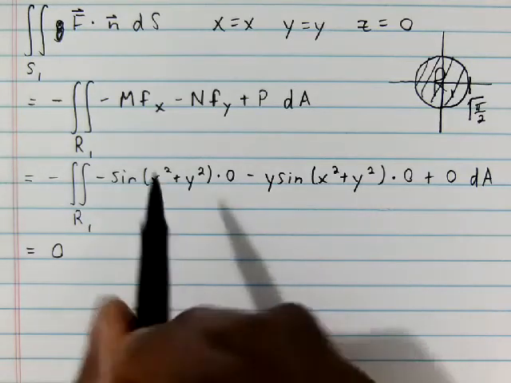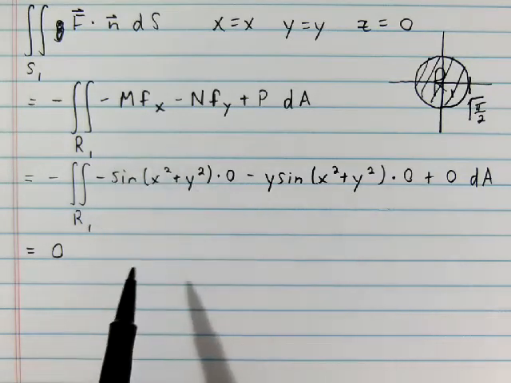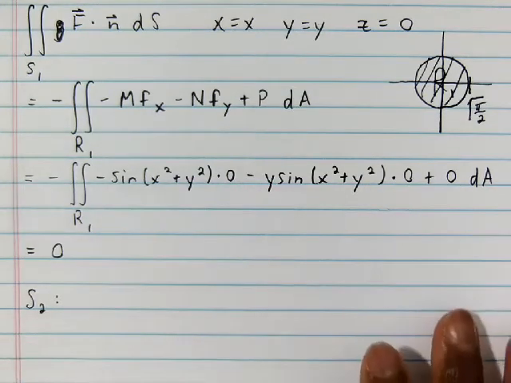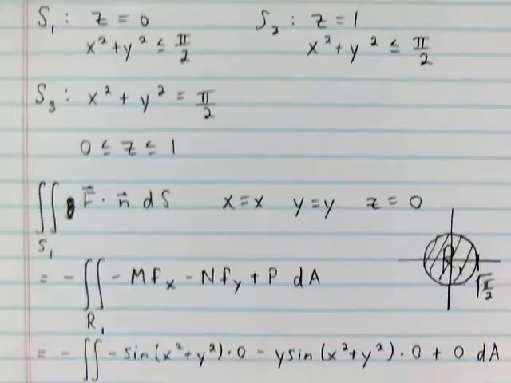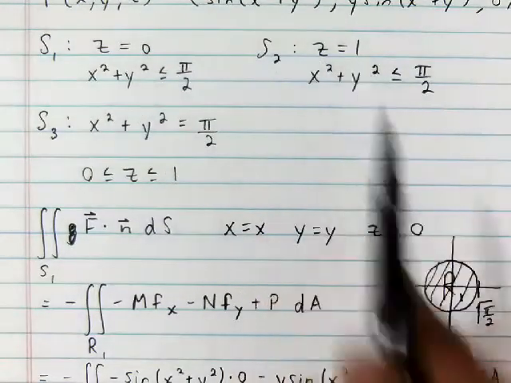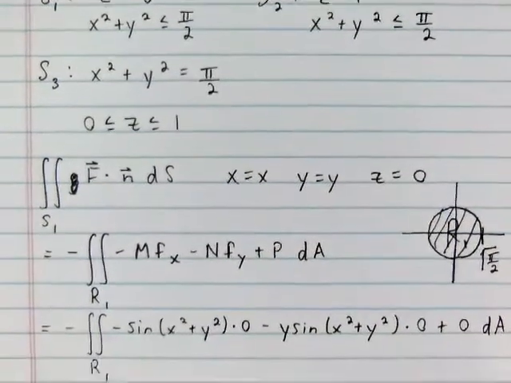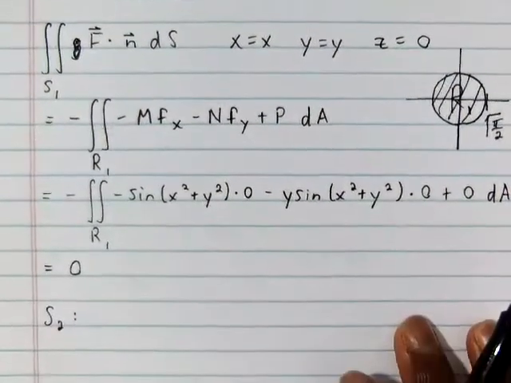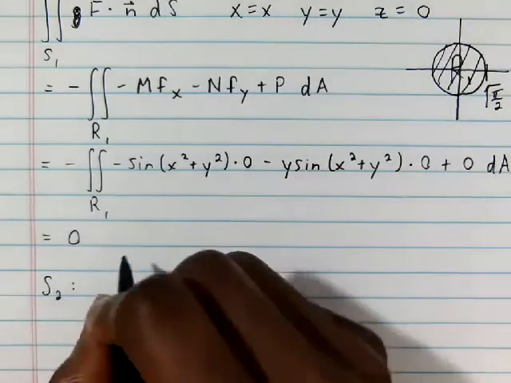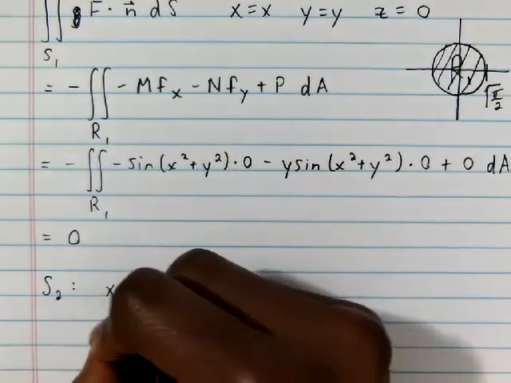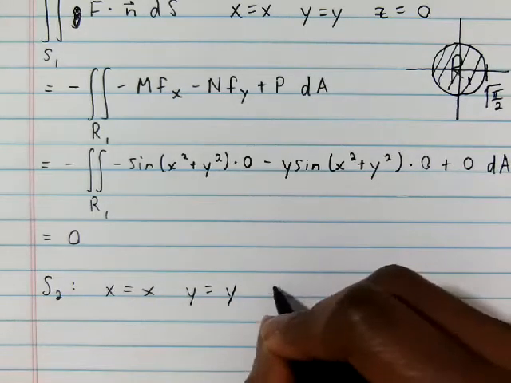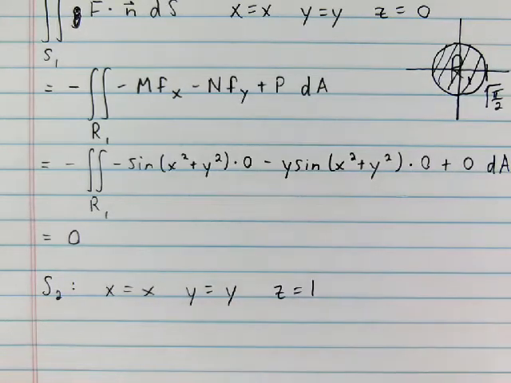So for S2, our parameterization, I already solved for z for us, which means we can use our favorite parameterization. This setup is going to be very similar to what we just had, and looks like it's going to be identical actually. So x equals x, y equals y, z equals 1.